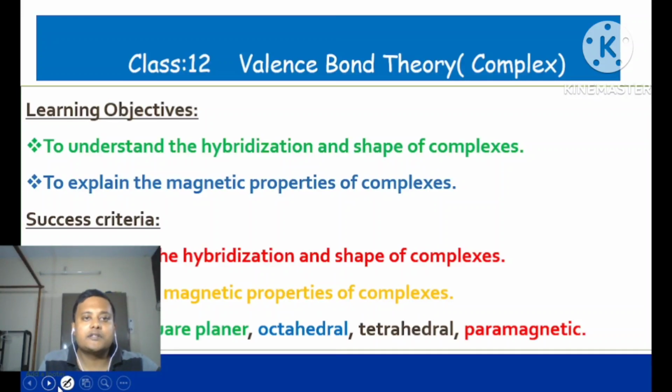Today mainly we will discuss the valence bond theory of complex compounds. What is the learning objective? To understand the hybridization, the shape of the molecule, and the magnetic property. What are the keywords? Square planar complex, octahedral, tetrahedral, diamagnetic, paramagnetic. These are the keywords.